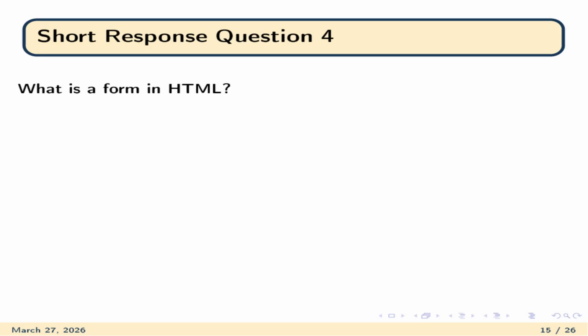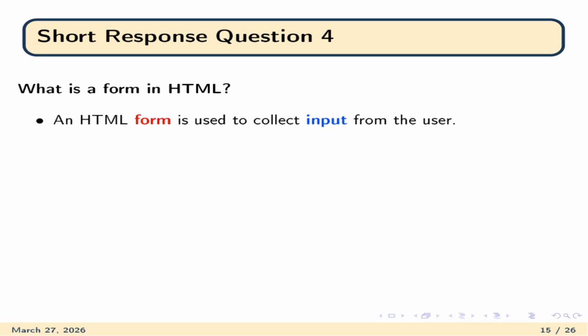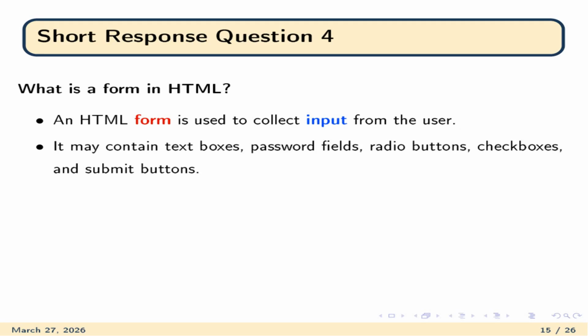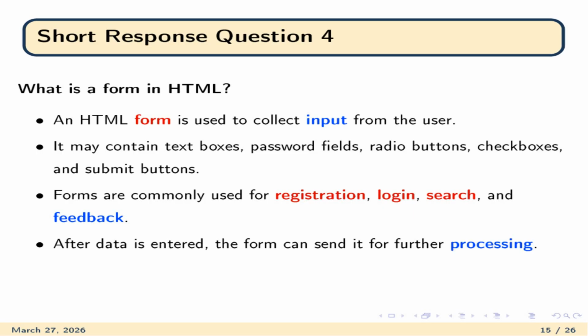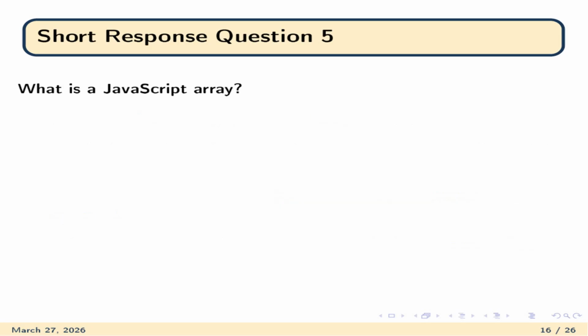What is a form in HTML? An HTML form is used to collect input from the user. It may contain text boxes, password fields, radio buttons, checkboxes, and submit buttons. Forms are commonly used for registration, login, search, and feedback. After data is entered, the form can send it for further processing.